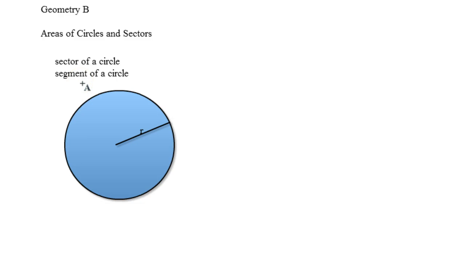Alright, so today we'll be talking about areas of circles and sectors. We know that the radius goes out from the center of the circle to the edge. Now to find the area of the circle, pretty simple. It's going to be pi times the radius squared. Pretty straightforward.